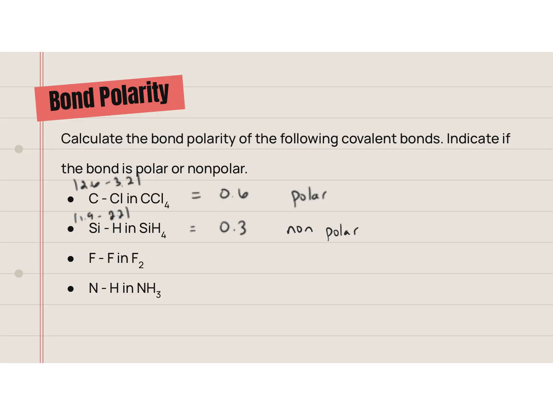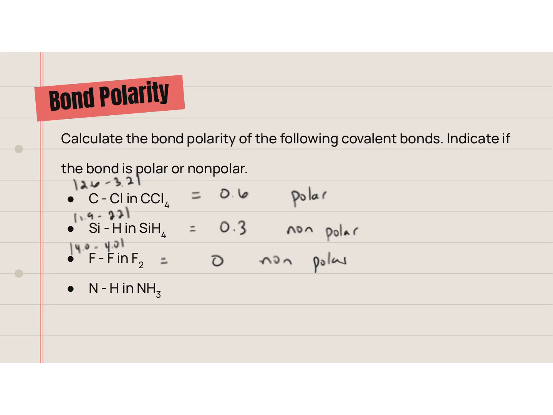Now, what about the molecule F bonded to F? Well, this is pretty self-explanatory. These both have the exact same electronegativity. Fluorine, which is the largest electronegativity value on the periodic table, has an electronegativity of 4.0. And if you take 4.0, subtract 4.0, it equals 0. And that, by definition, is a purely nonpolar covalent bond.